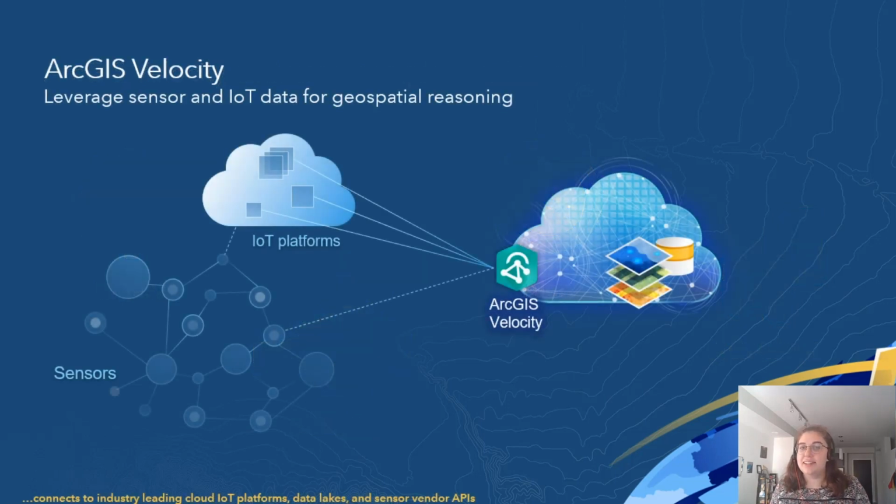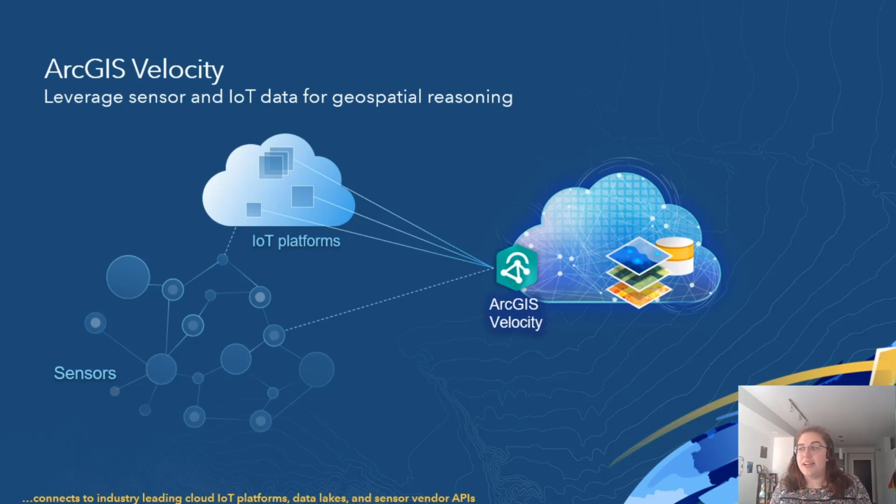ArcGIS Velocity sits on the edge of Esri's geospatial cloud and complements Internet of Things platforms by enabling you to easily bring sensor data into ArcGIS for analysis and dissemination.